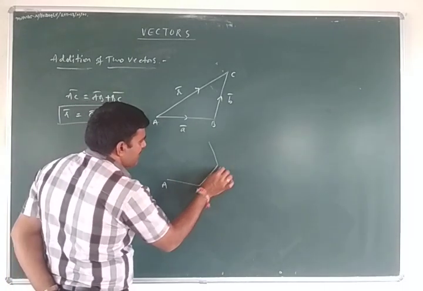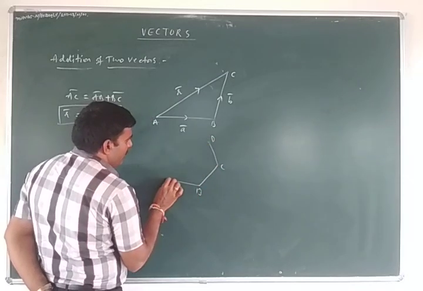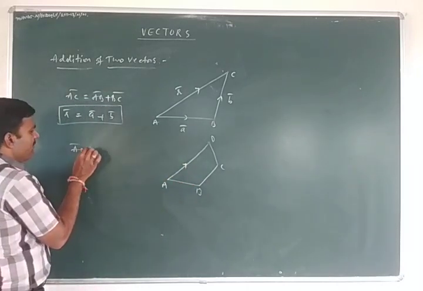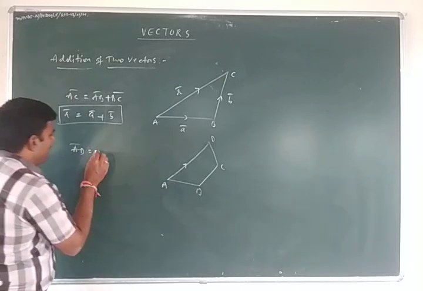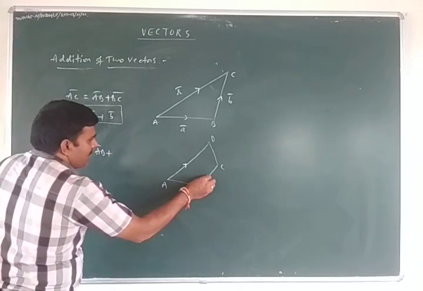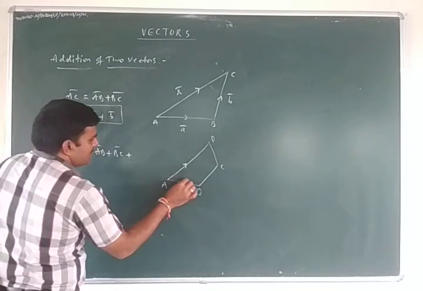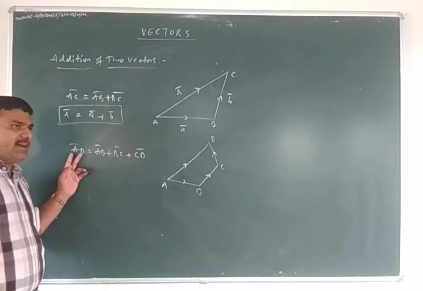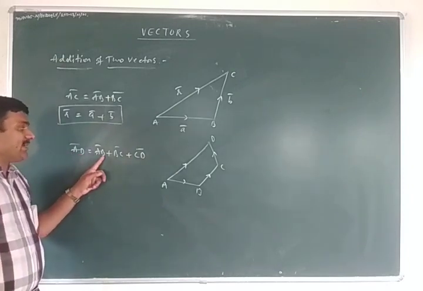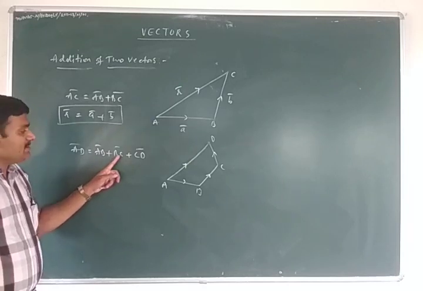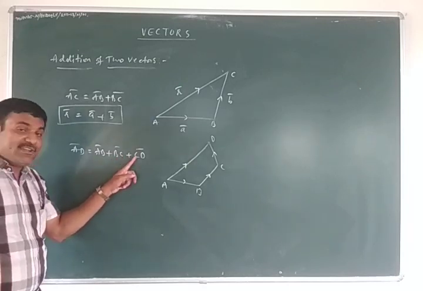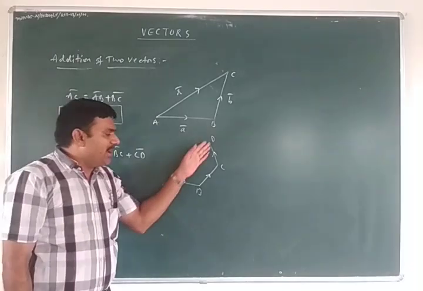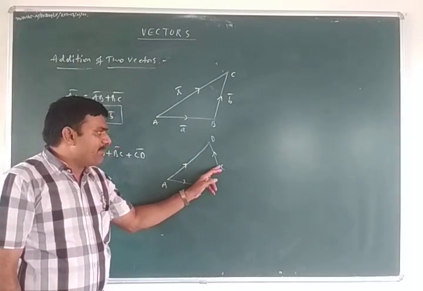So A, B, C, D. So AD bar is equal to AB bar plus BC bar plus CD bar. So now clearly observe here in the AD bar vector, AB bar, here terminal vector, here initial vector are same. Similarly, here terminal vector, here initial vector are same. So when I am adding like this, we will get the AD bar. So AD bar is equal to AB bar plus BC bar plus CD bar.